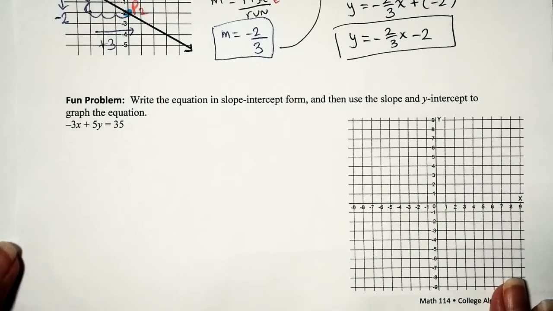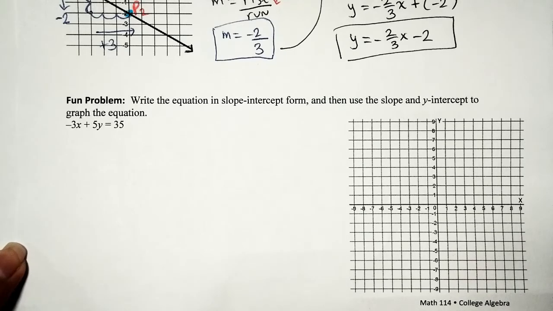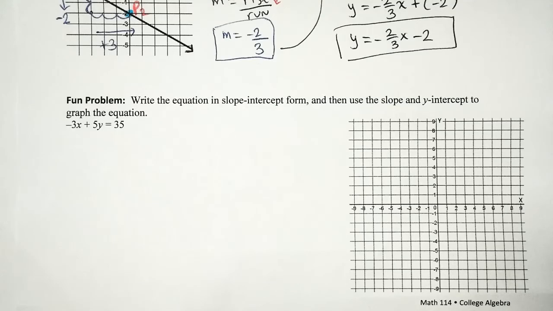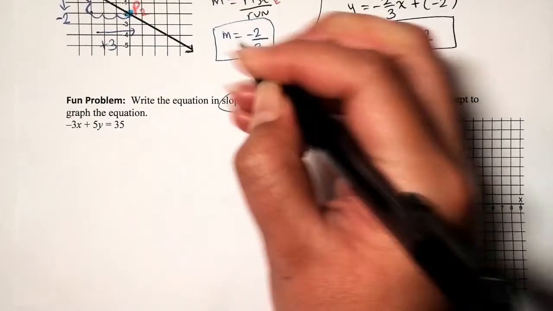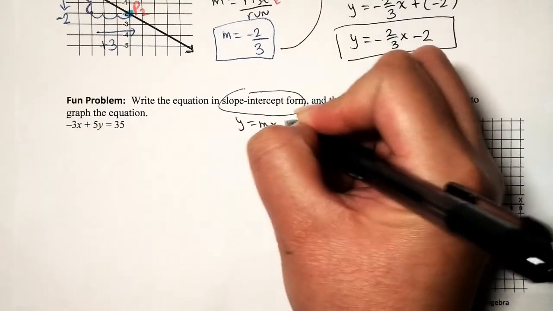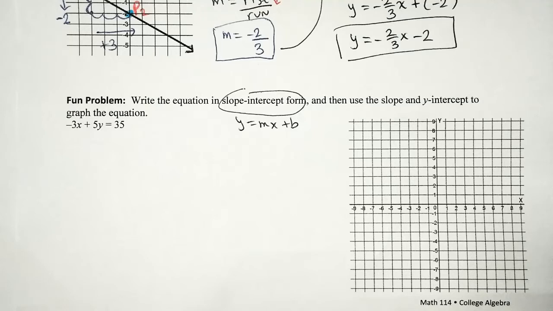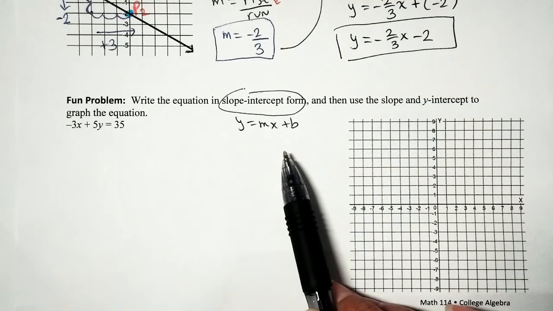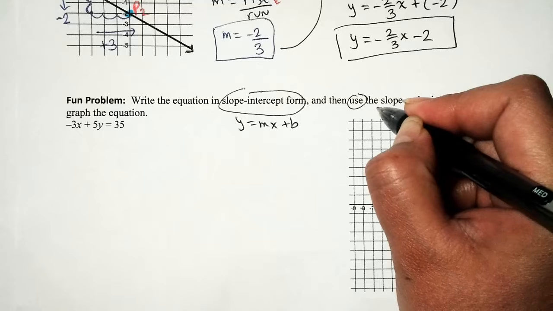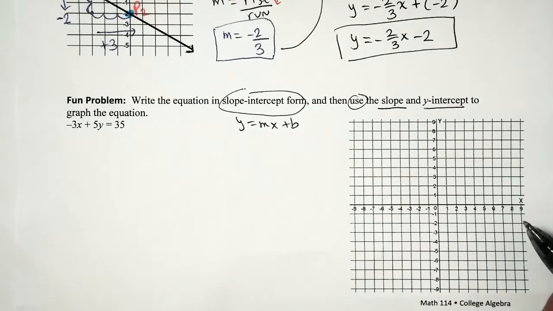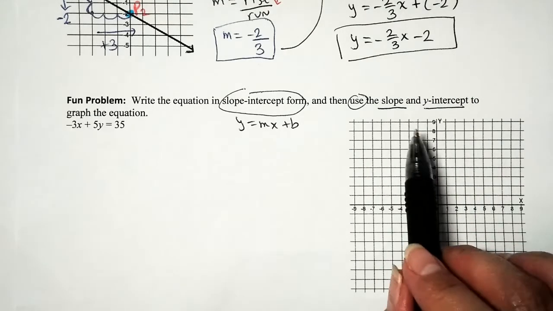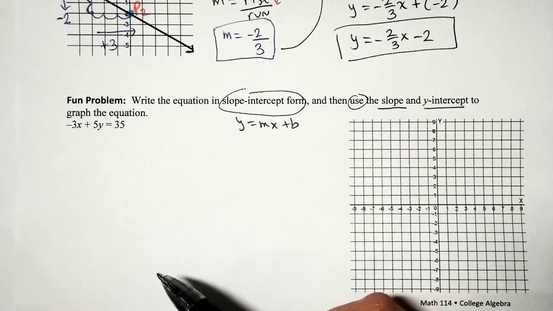It reads, write the equation in slope-intercept form and then use the slope and y-intercept to graph the equation. I want to point out that we cannot graph this using the technique of our choice. First, we have to write the equation in slope-intercept form. So y equals mx plus b, or in English, solve for y. And then once we do that, we have to use what? The slope and y-intercept. We're going to use that to graph the equation. Oh, I should have given you space.